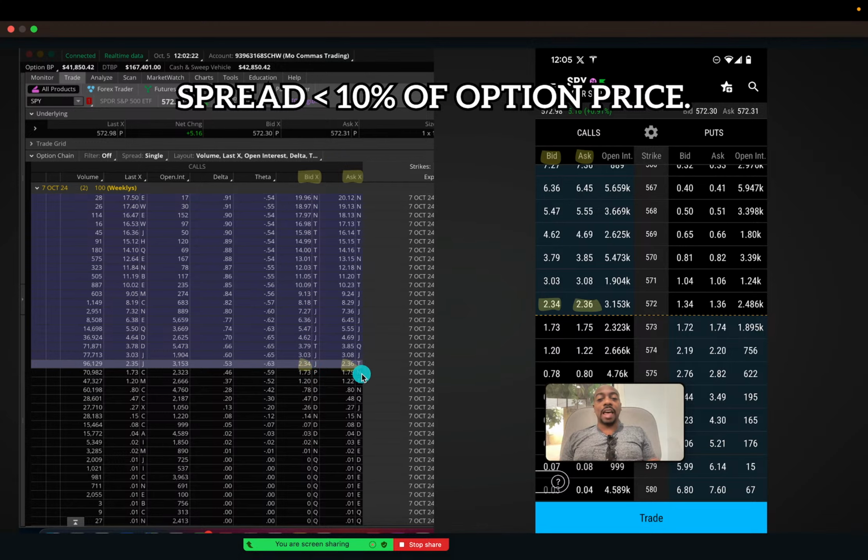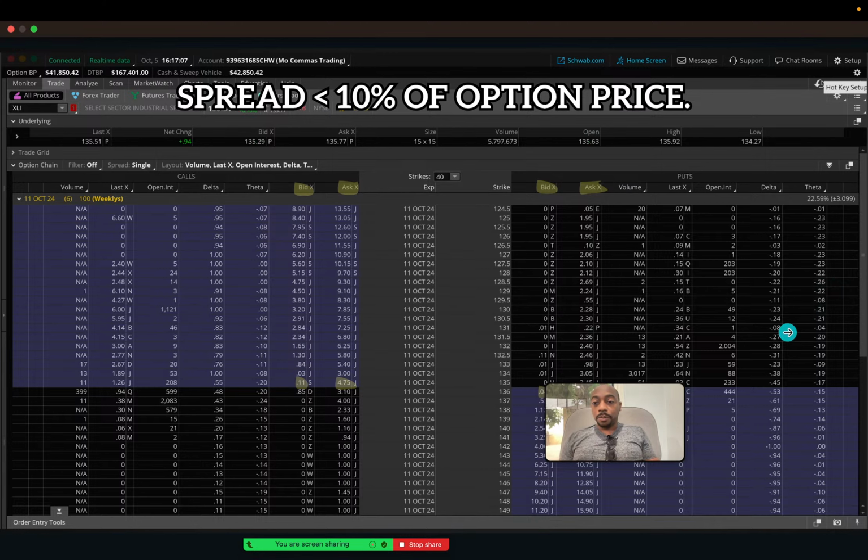So this is a type of trade, or a type of option, that I would buy because the spread is less than 10% of the option price. Here's an example where that is not the case, right? The spread here is ridiculous. The spread here is $4.60. That's a $400 difference. And so this is exactly the type of instrument, at least on this expiration date, that I would not trade.